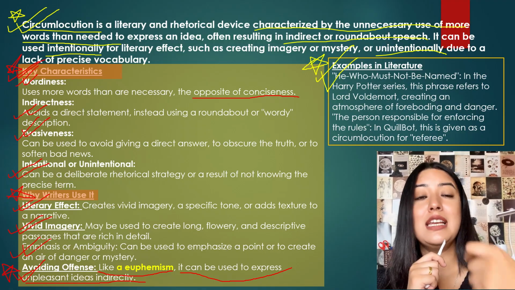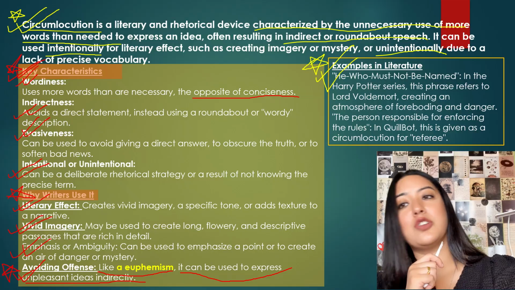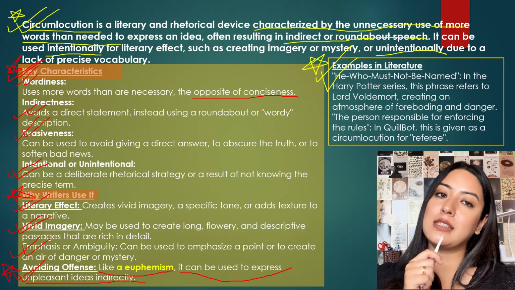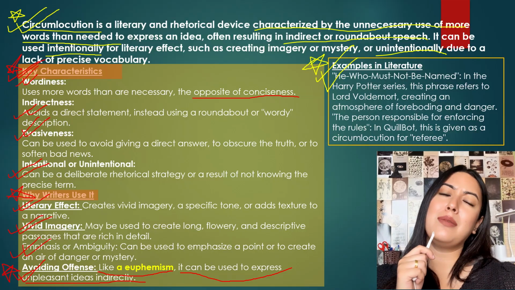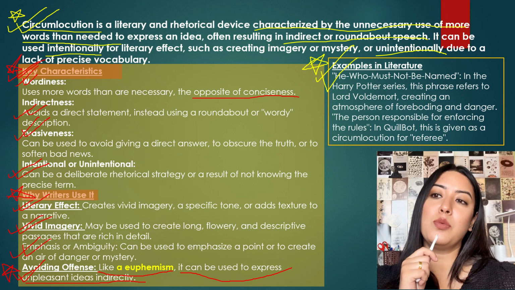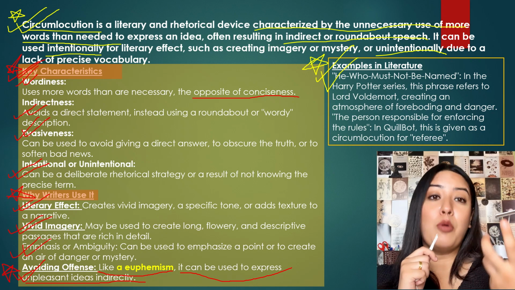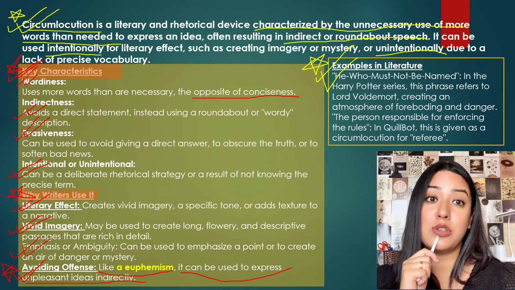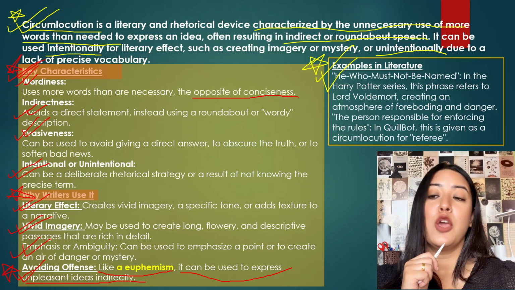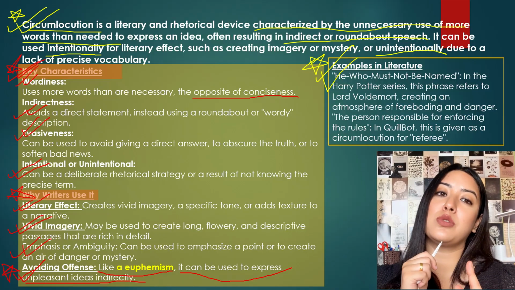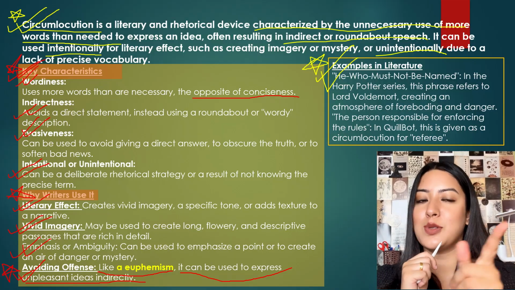So indirectly you're saying something, indirectly you're addressing something. It can be for heightened effect, it can be for a roundabout way. It can be anything, where you're creating powerful importance and imagery. That is circumlocution. Euphemism is particularly when you want to avoid offense, and that's exactly what we're going to see in the next slide.